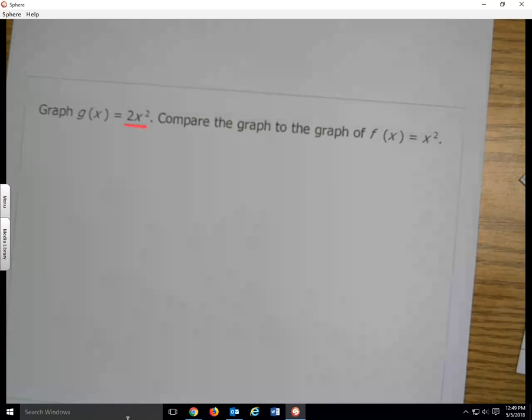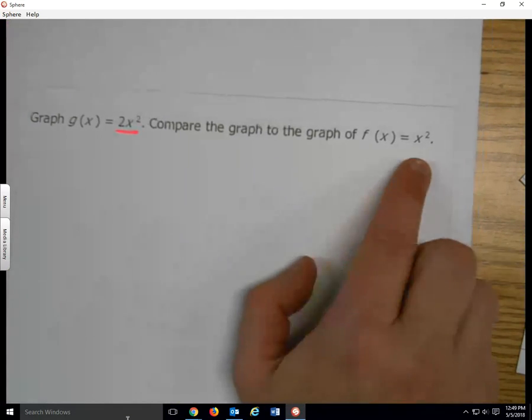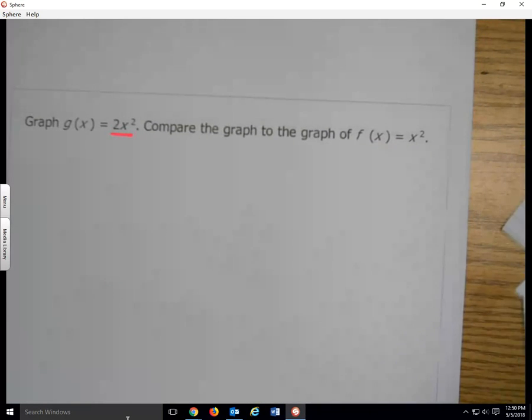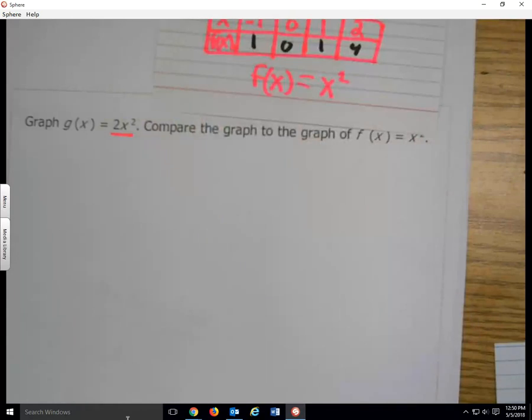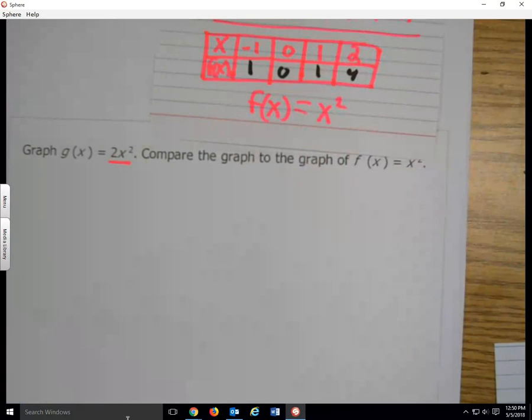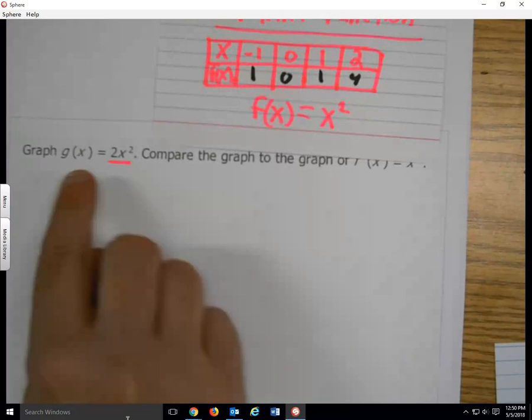Okay. So it says compare the graph of f(x) = x squared. Well, that's just our parent function. If you recognize it, that's the parent function we've been using the whole time. This is worth writing down. Compare that, which we did earlier last class and looks like this, with this new one, 2x squared.